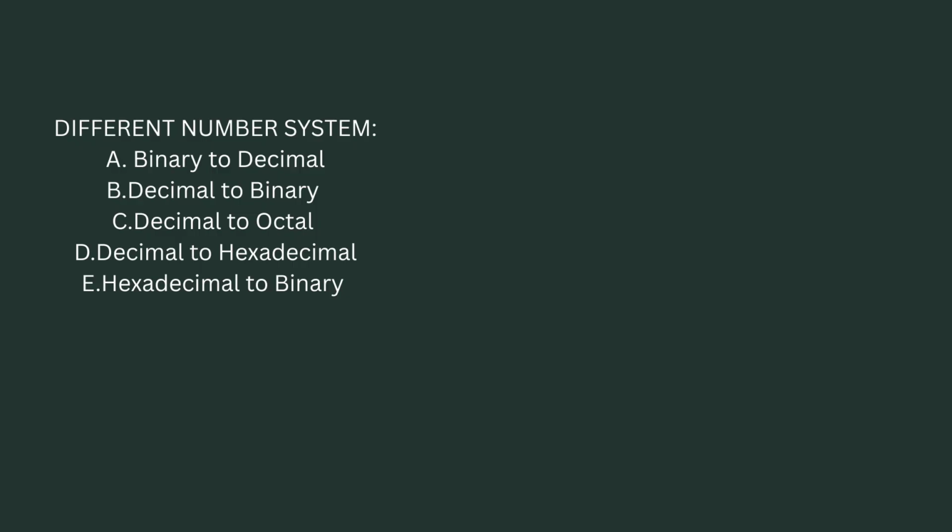Different number system conversions: A. Binary to decimal, B. Decimal to binary, C. Decimal to octal, D. Decimal to hexadecimal, E. Hexadecimal to binary.